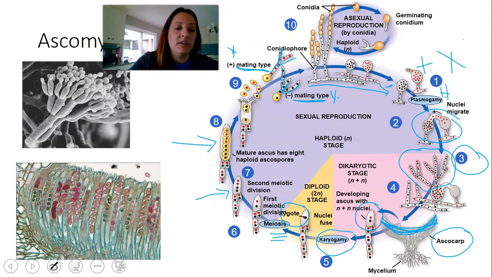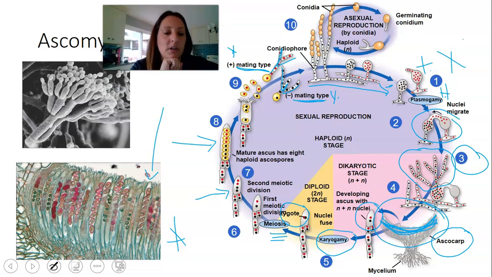Let's go over here to this figure. That's what this is showing. So this is the inner rim of the ascocarp blown up. And you can see each one of these sac-like structures is called an ascus. And you can see that each of them should have 8 ascospores.